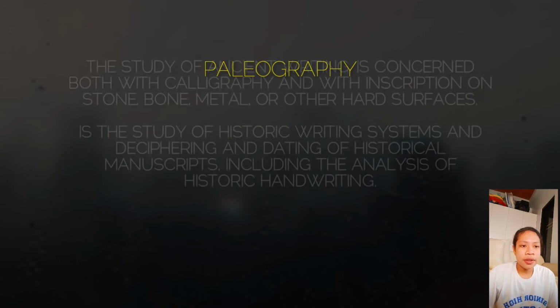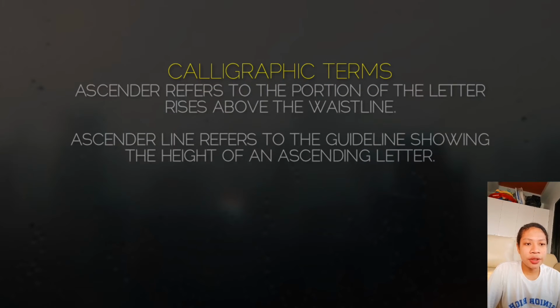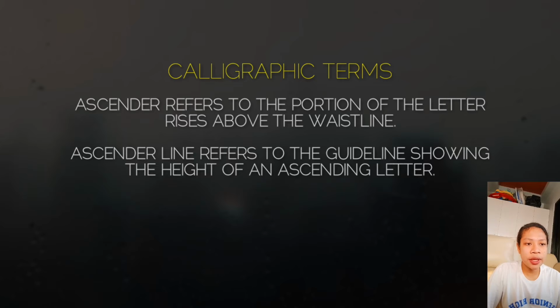Paleography. The study of ancient writing is concerned both with calligraphy and with inscription on stone, bone, metal, or other hard surface. It's the study of historic writing systems and deciphering and dating of historical manuscripts, including the analysis of historic handwriting. Calligraphy terms. Ascender refers to the portion of the letter that rises above the waistline.